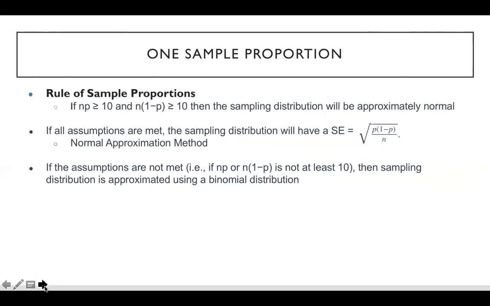So if all of our assumptions are met, then we'll have the standard error of the square root of the proportion times 1 minus the proportion divided by the sample size. So we would use the normal approximation method. If our assumptions are not met, then we would use the binomial distribution.